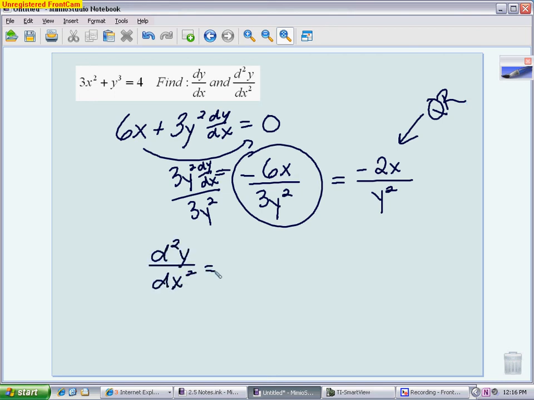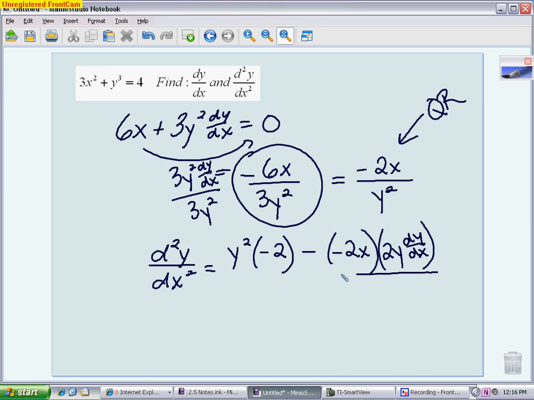I'm going to do my quotient rule, so it's bottom times the derivative of the top, which is negative 2, minus the top times the derivative of the bottom. The derivative of y squared is 2y dy dx, all over the bottom squared, which is going to give me a y to the 4th.